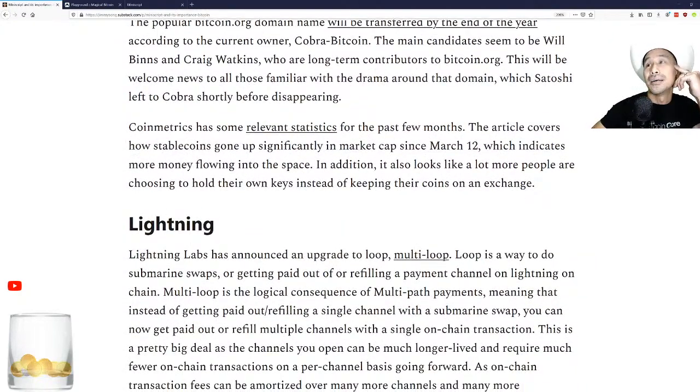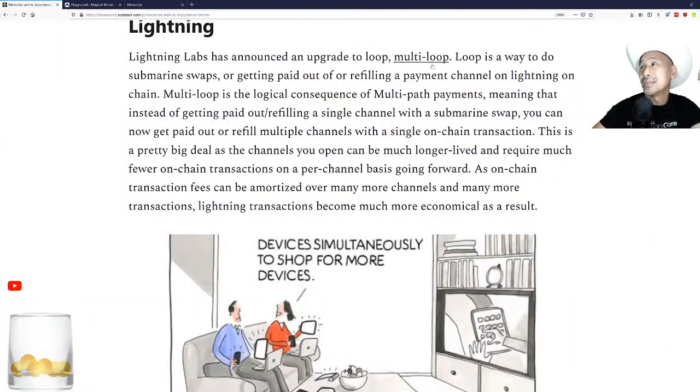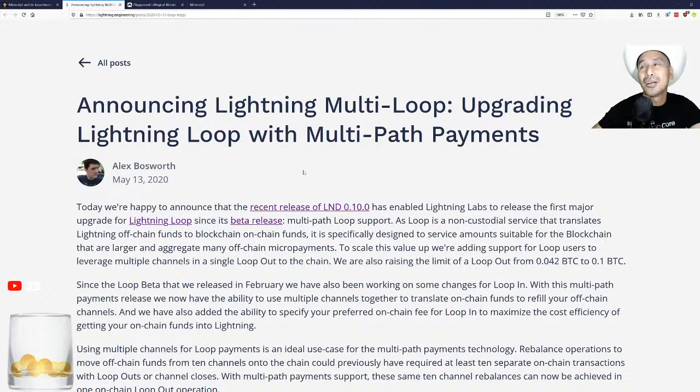Let's take a look at some Lightning stuff. So Lightning Labs has an upgrade to Loop, and if you don't know what Loop is, it's basically a way to fund your channels again after you've more or less depleted them on chain, and that's called a submarine swap. So you pay somebody to refill your Lightning channel, for example, or to take money out of a Lightning channel if you're the one getting paid, and that's great, and it works for a single channel. What Lightning Labs has done is they've combined this with multi-path payments to make it so that you can fill or withdraw from multiple channels with a single on-chain transaction.